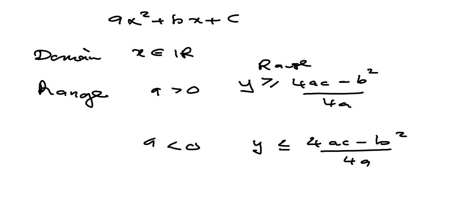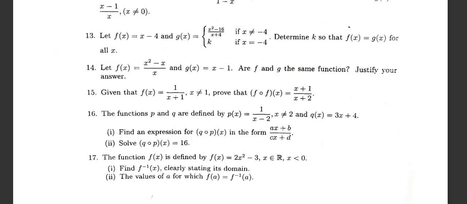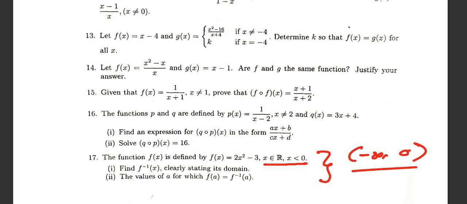Now, look at this illustration that you're seeing here. Look at question number 17 from the term sheet for 1100. They've given us a quadratic and the domain has been restricted to be between negative infinity and 0, and it's open at 0. So the domain has been definite. This is our domain. Instead of using the whole real line, they've just selected a certain portion.